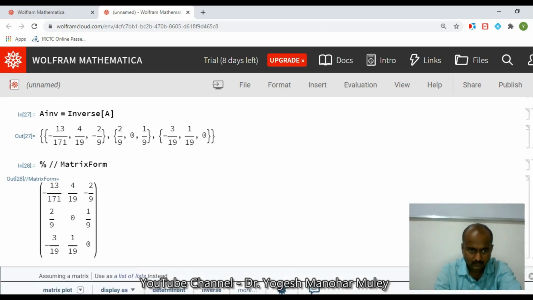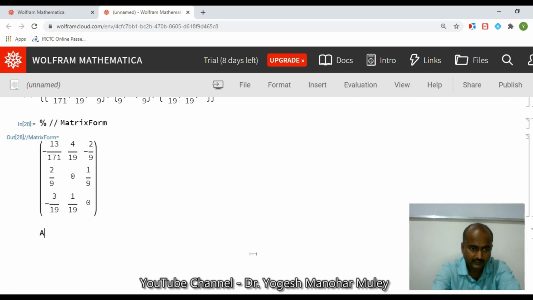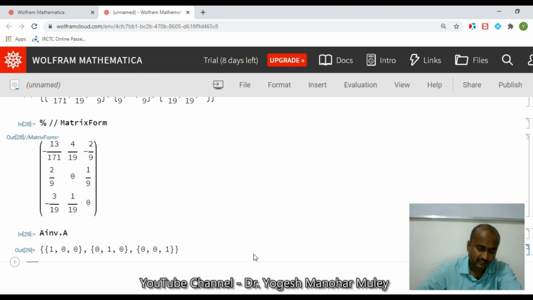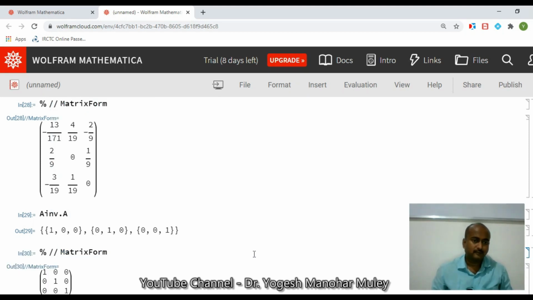Now we'll verify whether this given A inverse is correct or not. So we know A inverse into A will give us the identity matrix. Yes, this gives the identity matrix. So whatever values we have in A inverse, we have multiplied with A, and this confirms it is the inverse of A.